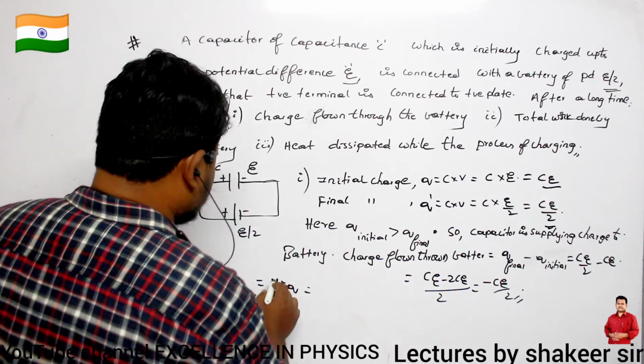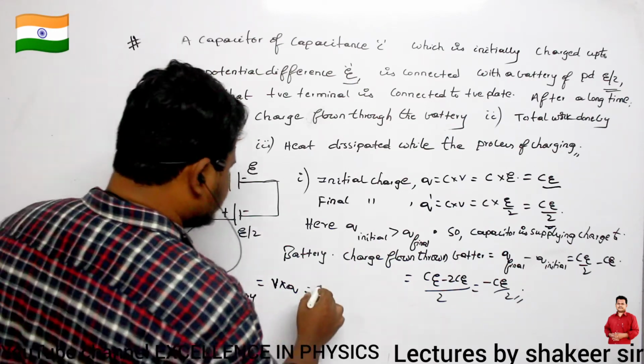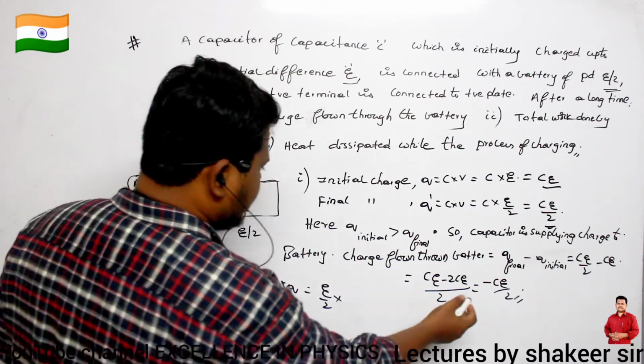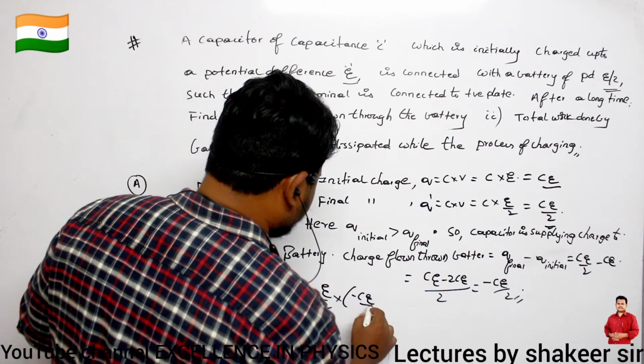Clear? So what is the potential difference of this battery? Potential difference of this battery is V by 2. And what is the charge supplied by the battery? Charge supplied by the battery is minus CE divided by 2.